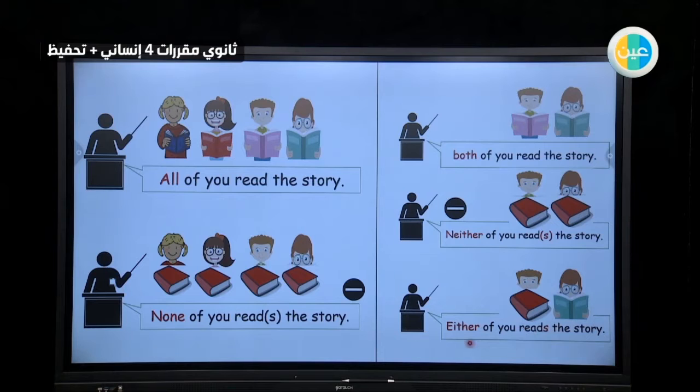Okay? Have you got it here? So we are talking here about all, more than two. And we have none, more than two people, things, or ideas. And we have both, neither, and either, about two. We are talking about two people, two things, and two ideas. None and neither don't have a negative not, but they give us a negative meaning.